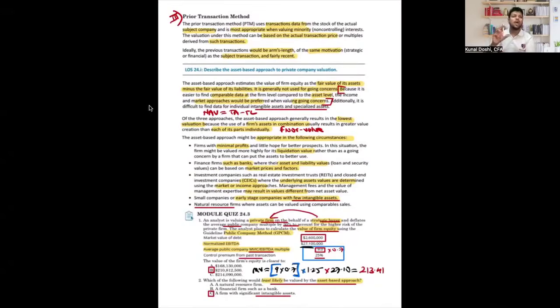Please tell me. When you're valuing equity, you don't need to use WACC. When you are valuing equity, you need to use the discounting rate as cost of equity. Correct? When you're valuing the whole firm, only then you use WACC. Understood? So that's a repeated thing.